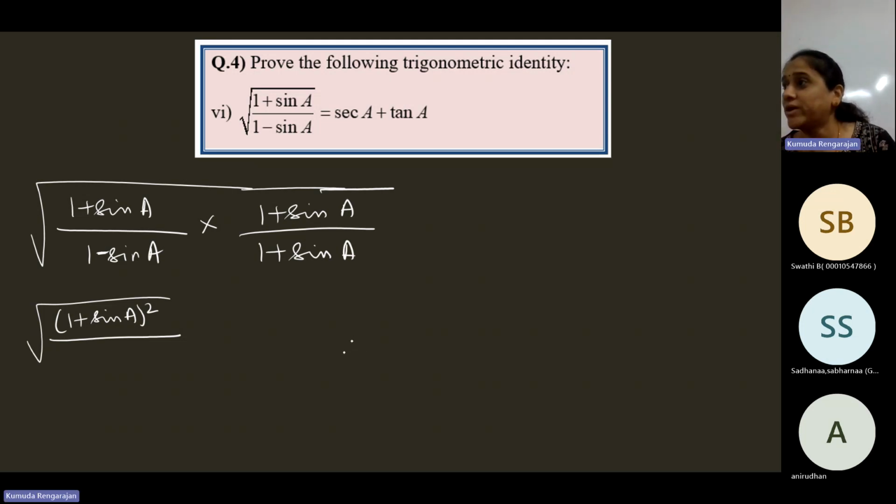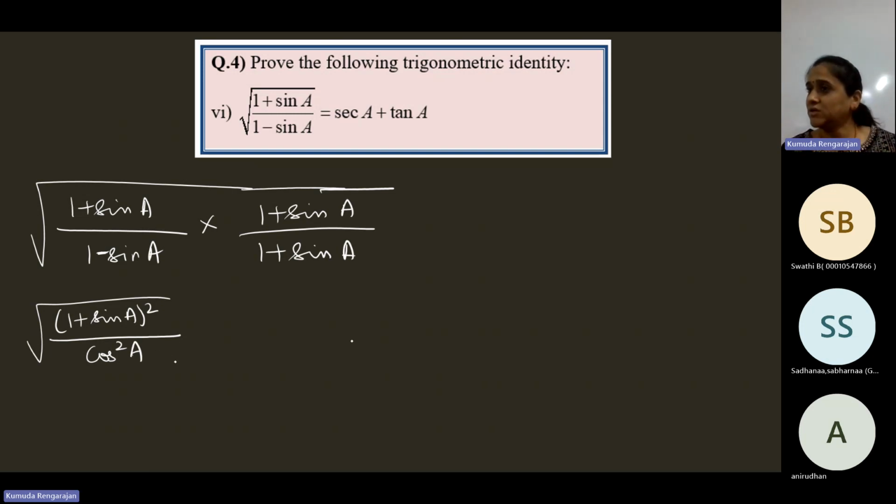A square minus B square. So 1 minus sin square A. And what is 1 minus sin square A? Cos square A. Next step you should write that. You should not write the step straight away. So 1 minus sin square A we'll get, and 1 minus sin square A is cos square A.